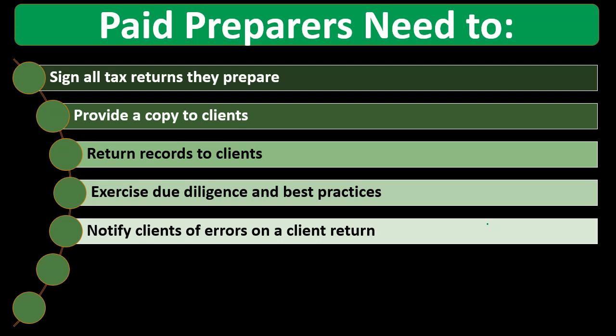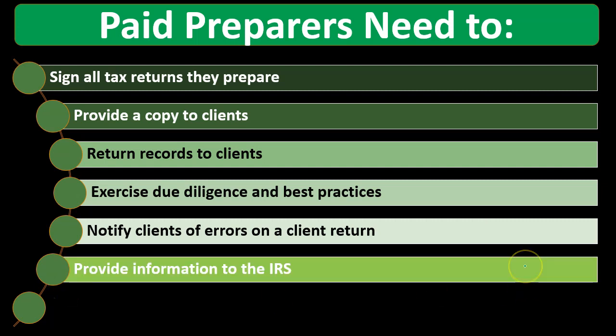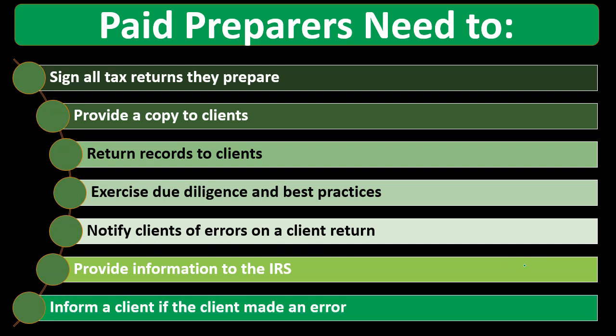Notify, and I'm paraphrasing and summarizing these, of course. So you can take a look at Circular 230. We'll provide a PDF copy as well, but obviously it's at the irs.gov website, so you can look that up. Notify clients of errors on a client's return. So if we see an error on the return, we should be notifying the client of the error. Provide information to the IRS, the Internal Revenue Service, and inform a client if the client made an error.